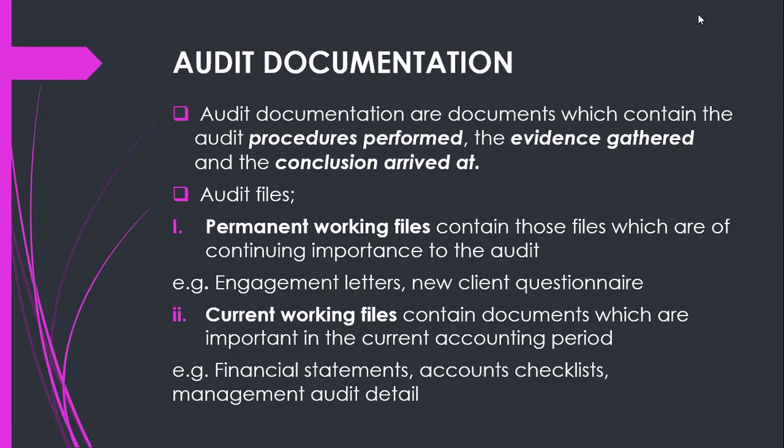Are we together? Yes. Okay, so now we also have what we call audit documentation. Audit documentation, these are basically documents which contain audit procedures performed, the evidence gathered, as well as the conclusions arrived at. So these are just documents where we keep our information. It has got two types of files, right? You've got the current working papers as well as the permanent working papers. The current working papers contain those files which are important to the continuing existence of the audit, right? They have continuing importance to the audit.